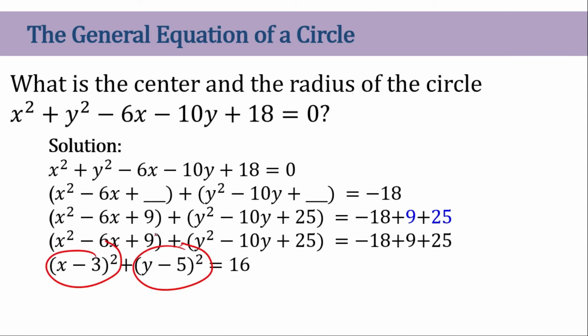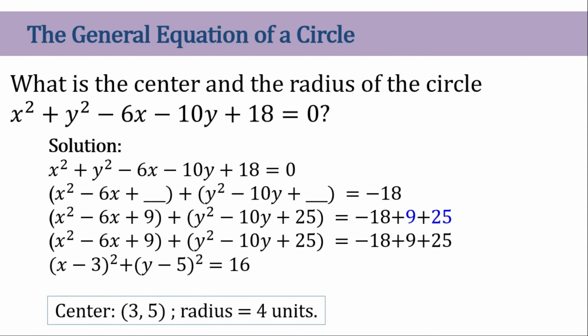Okay. Square root of this, square root of this, and the sign of this. Square root of this, square root of this, and sign of this. Negative 18 plus 9 plus 25 is positive 16. Now we can easily know the center, which is (3, 5), and the radius is the square root of 16, which is 4 units.